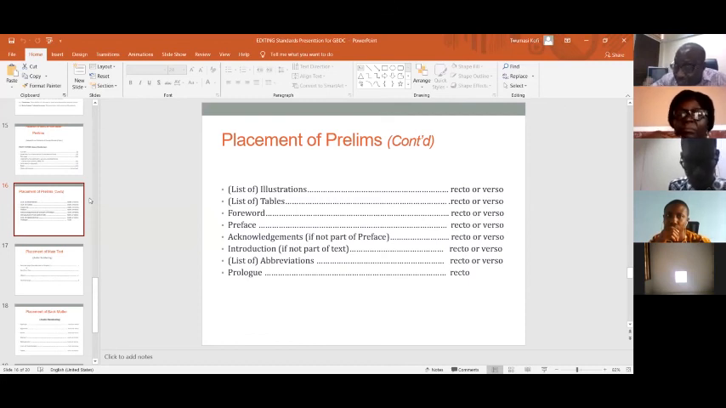So there are no hard and fast rules about this. Introduction, some people I've seen will say chapter one is about this, chapter two is about this, trying to introduce the whole book to you. Some also I've seen merging preface and introduction. But what we are saying is, if you have a book where these things are distinct, that is preface, then you have introduction, this is the way you should place them.